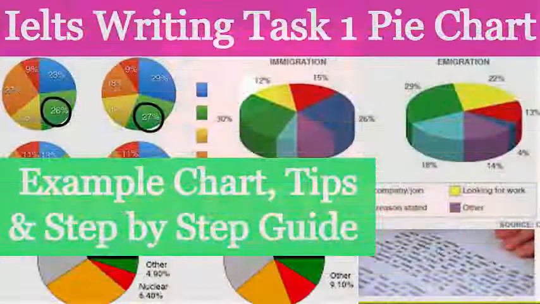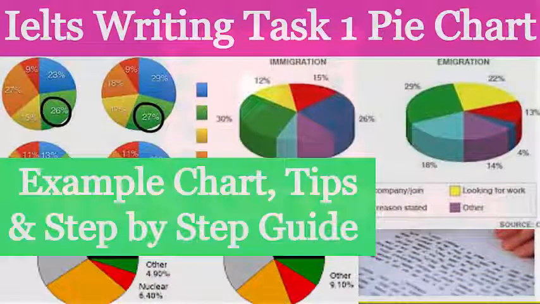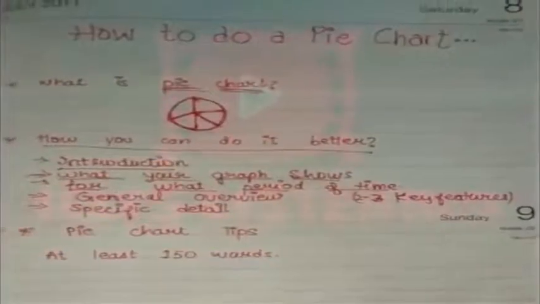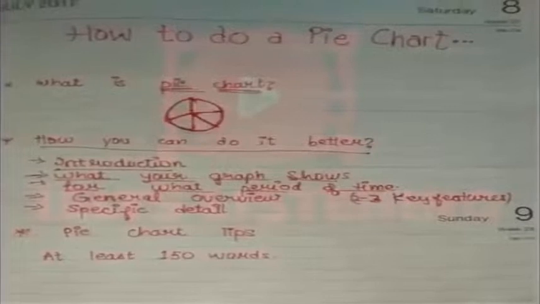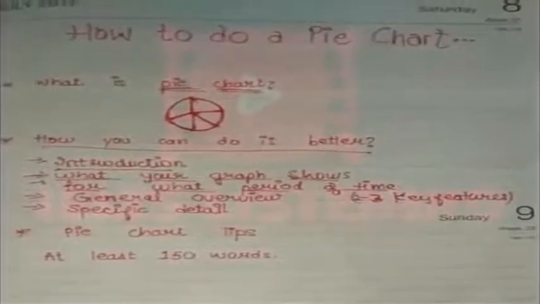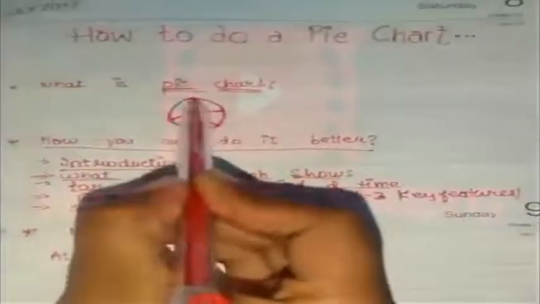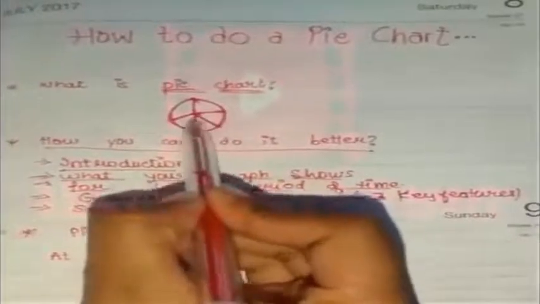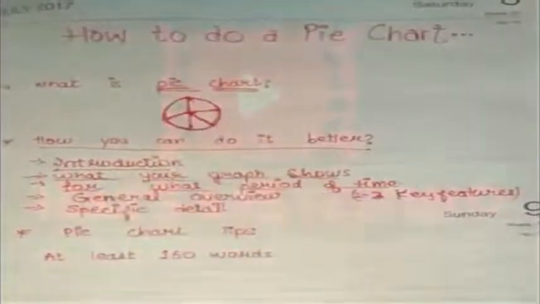Hello friends, in this video I will tell you how to do a pie chart. Before that, you should know what a pie chart is. A pie chart is a circular chart divided into sectors illustrating numerical proportions. In a pie chart, the arc length of each sector is proportional to the quantity it represents. It is a circular chart divided into sectors, and they represent the quantity.